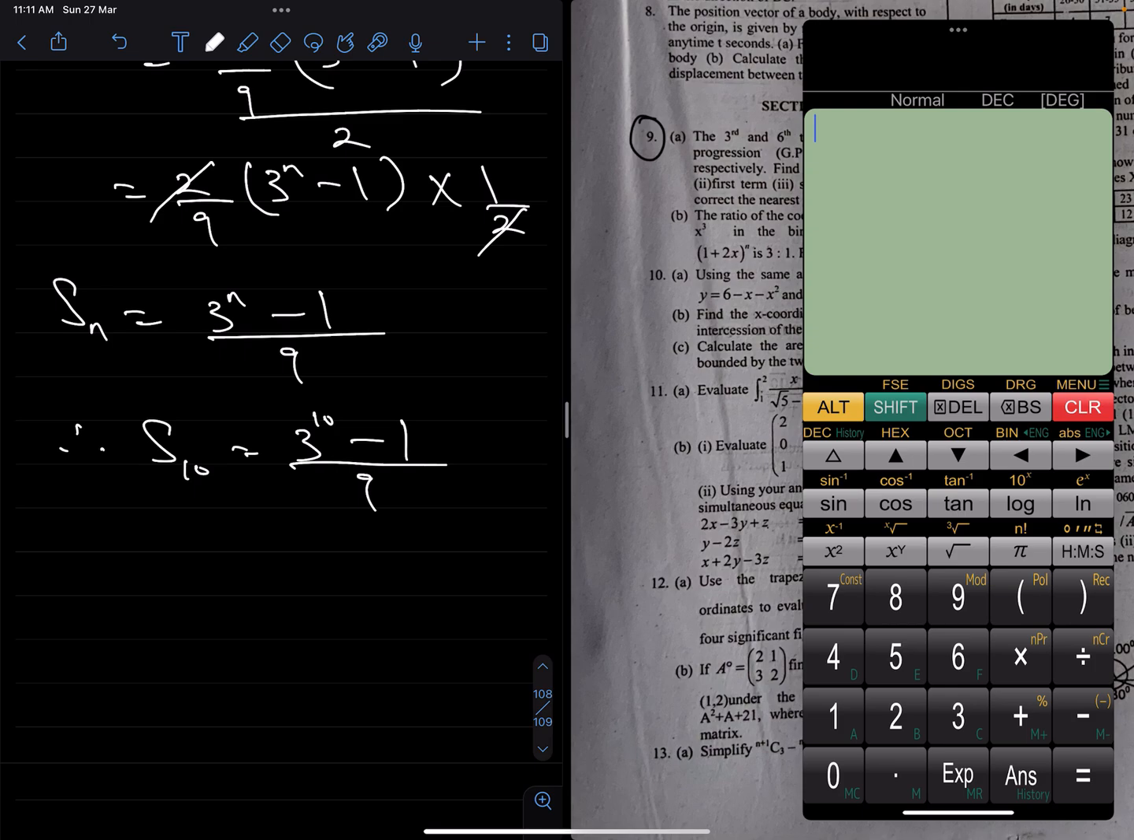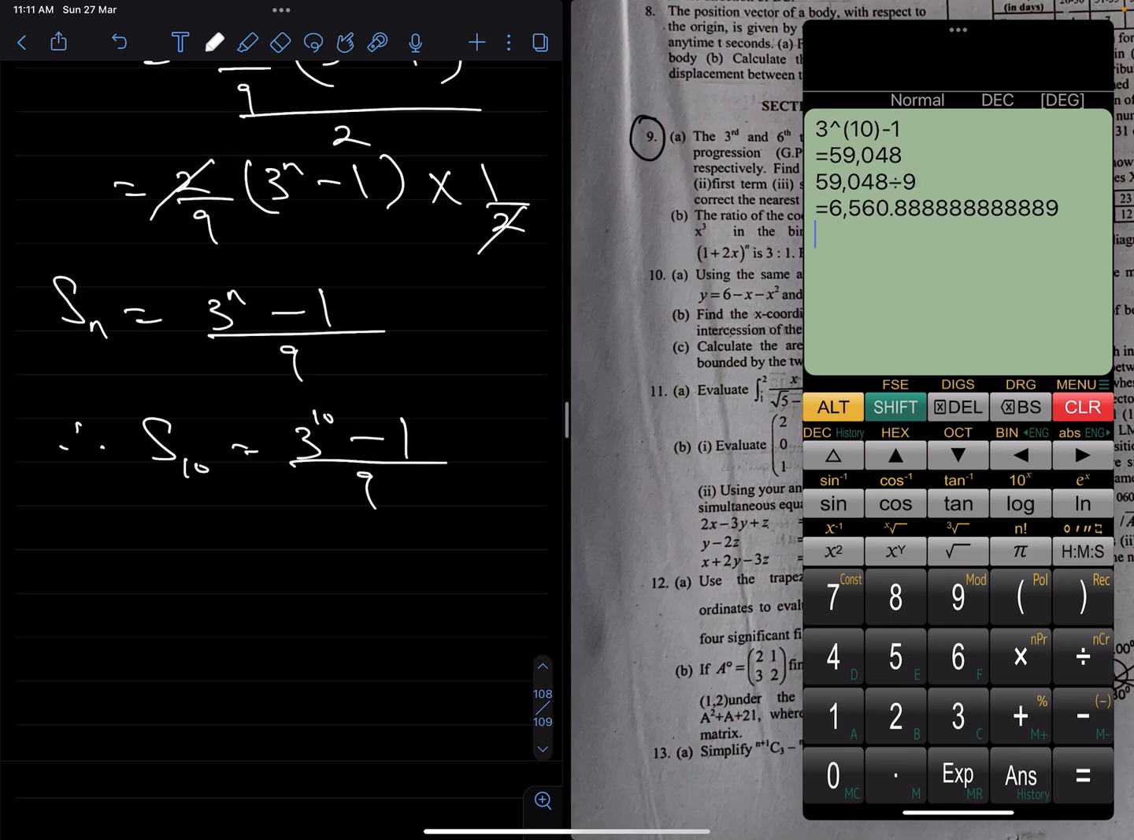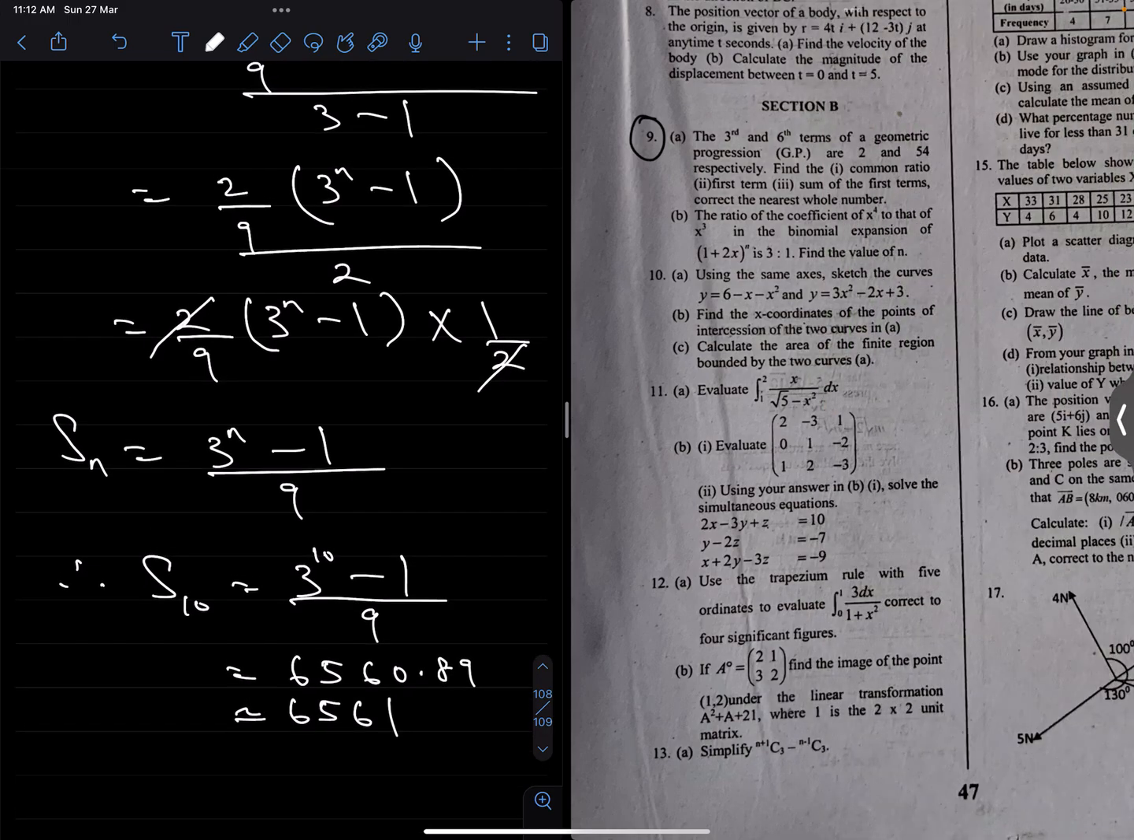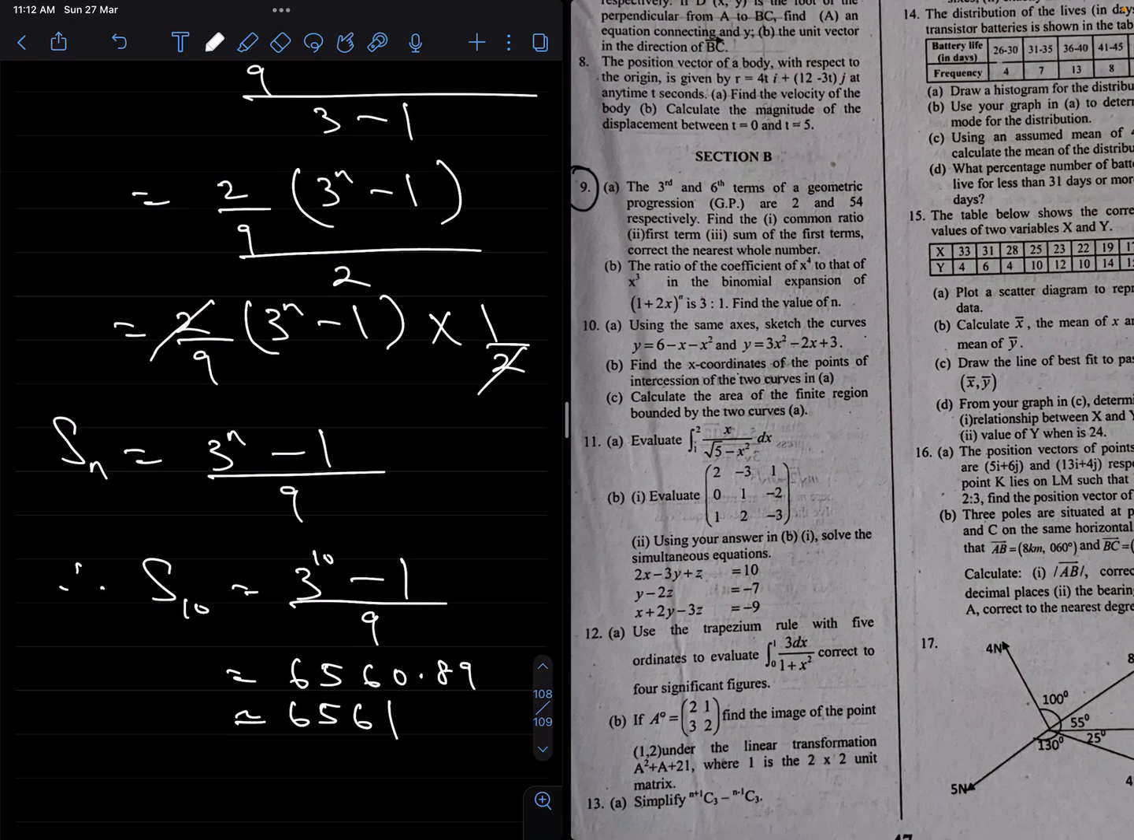3 raised to power 10 minus 1: that's 6,561 divided by 9. That's equal to 656.89, which equals 657 to the nearest whole number. 6,561 is the sum of the first 10 terms. Do you understand? Sure. Now let's go to the next.